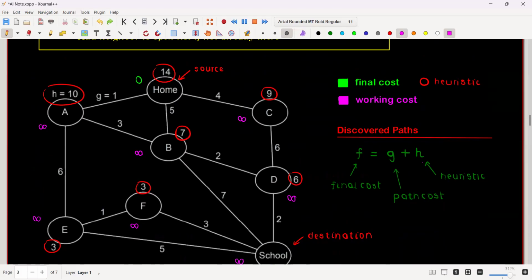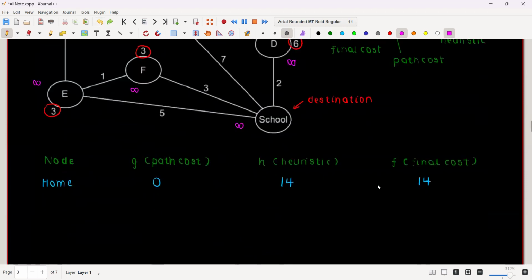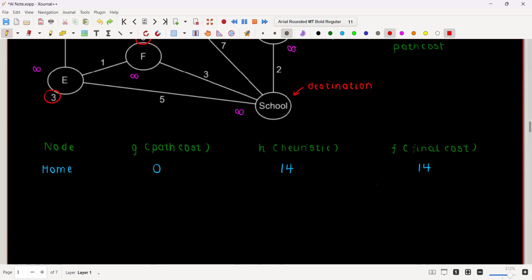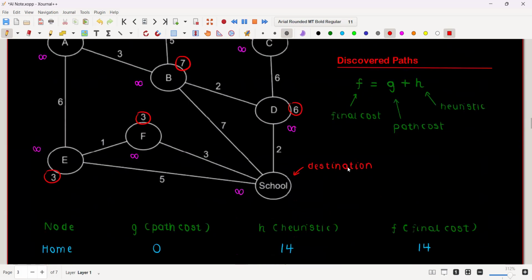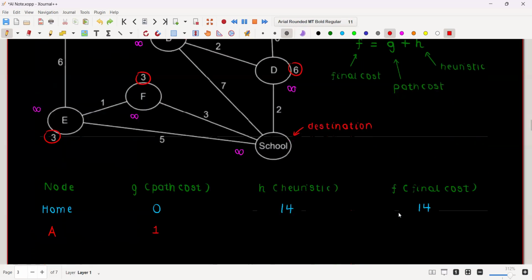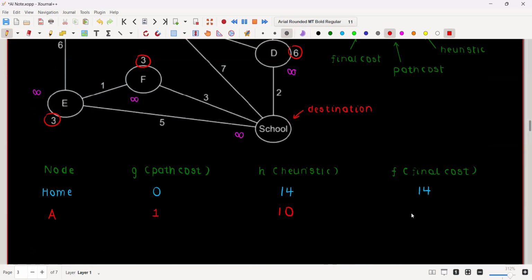Right? Now at the home, we are now going to look at the nodes adjacent to the home, right? Just like Dijkstra. You look at the nodes adjacent to the home. That's A, B, and C. What do we do? Let's just start off with A. Ask yourself, what's the path cost to A? That's the home's final cost, 0, plus the edge or connection cost, that's 1. 0 plus 1 is what? That's a total of 1. So therefore, you can write down from home to A, the G value is 1, because that's 0 plus 1. But what's the heuristic of A? That's 10. That's how far away you are from the school. So then the total is going to be 11.